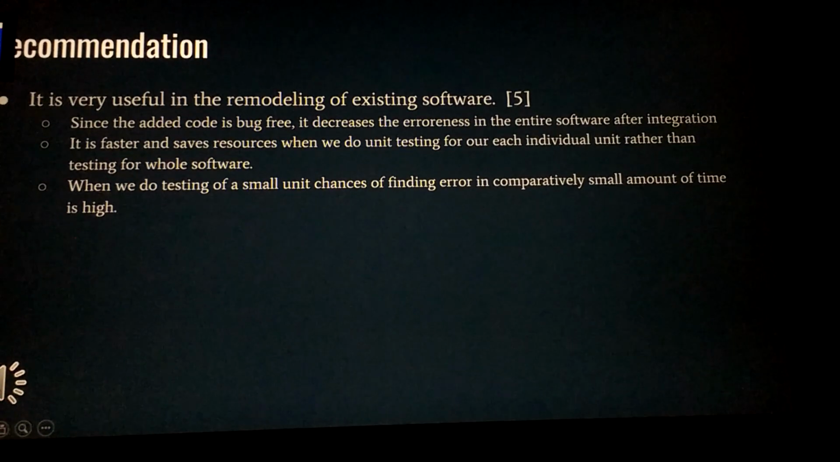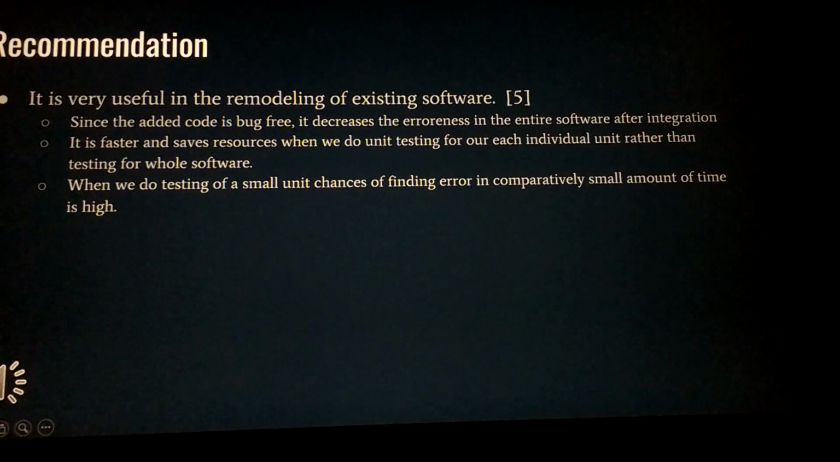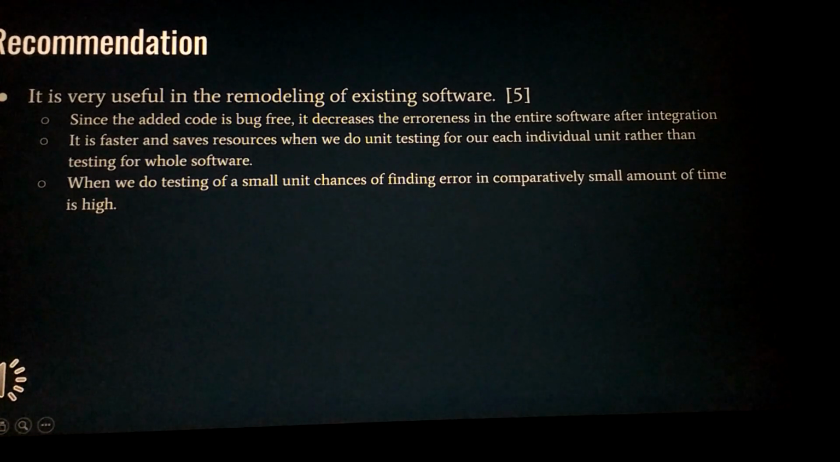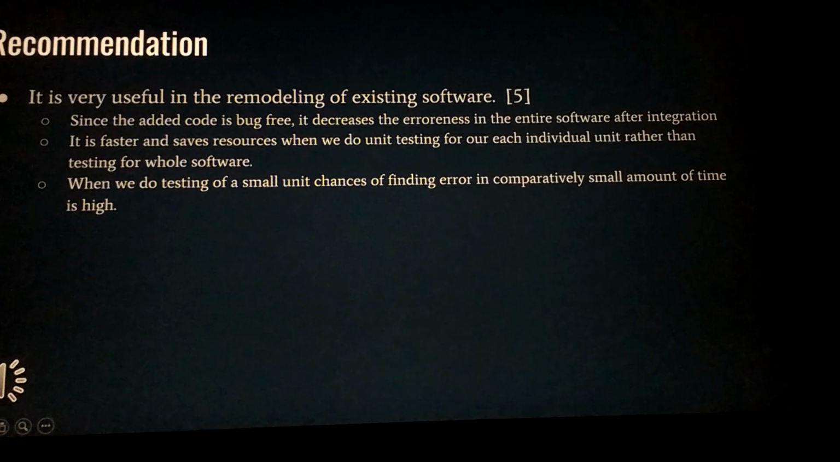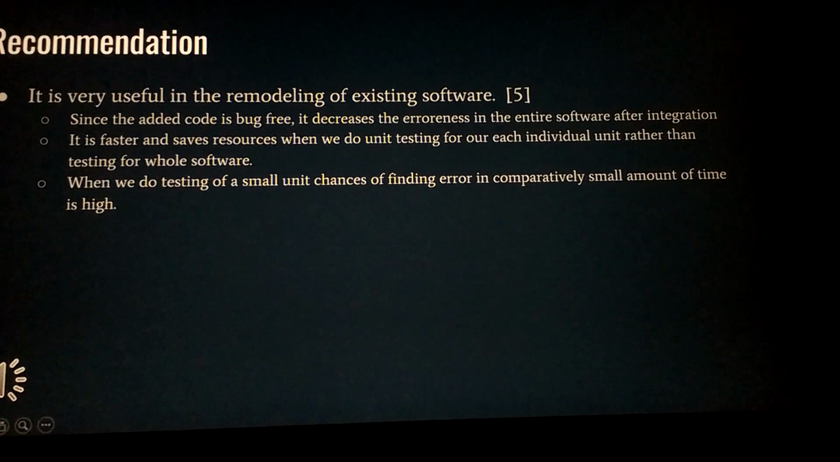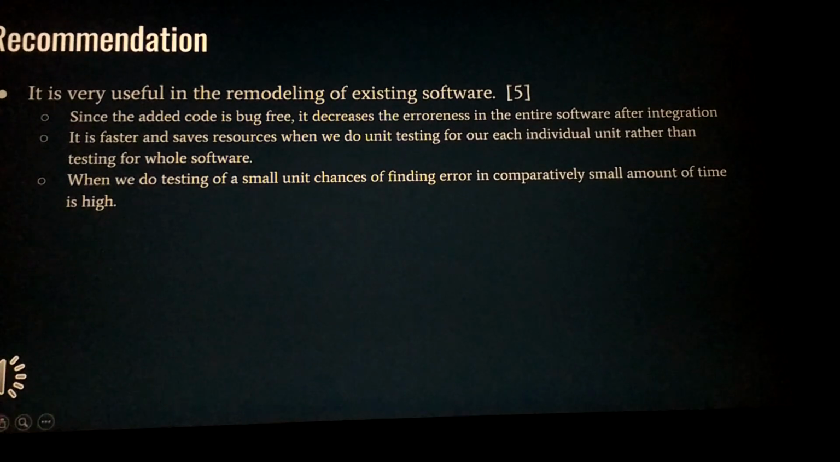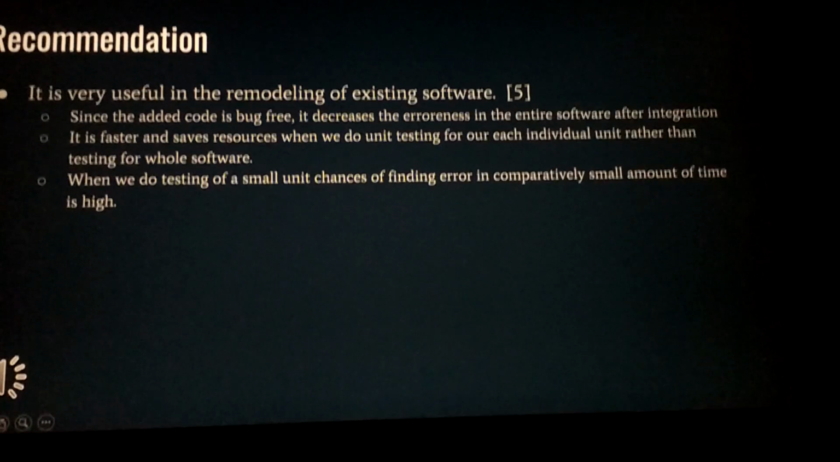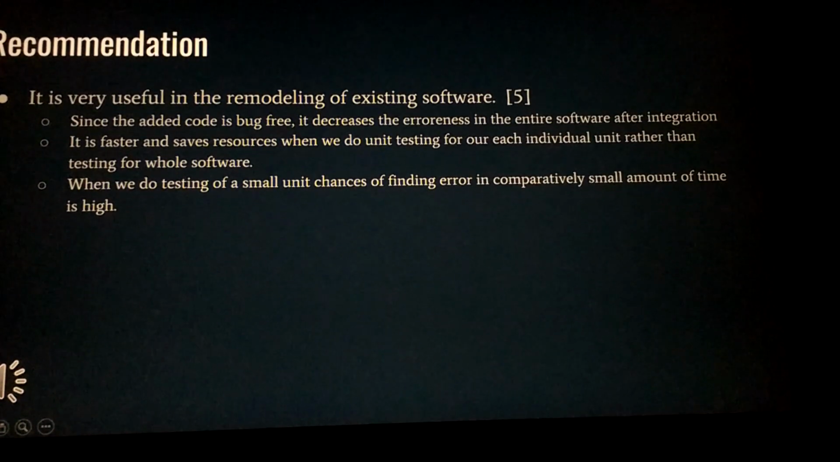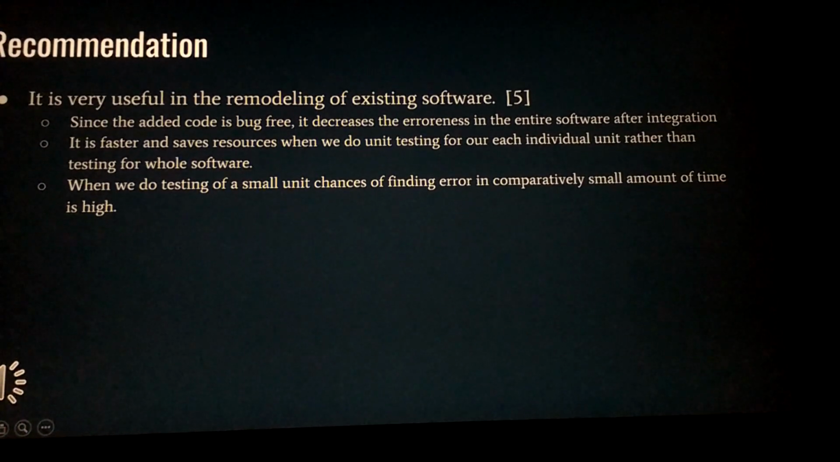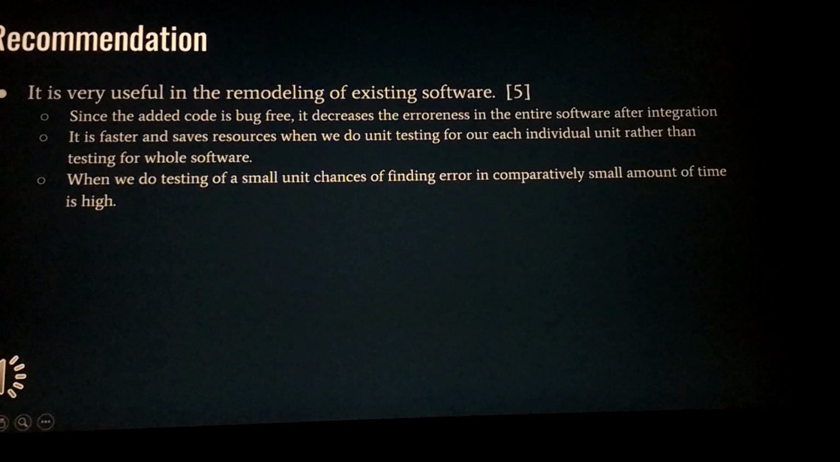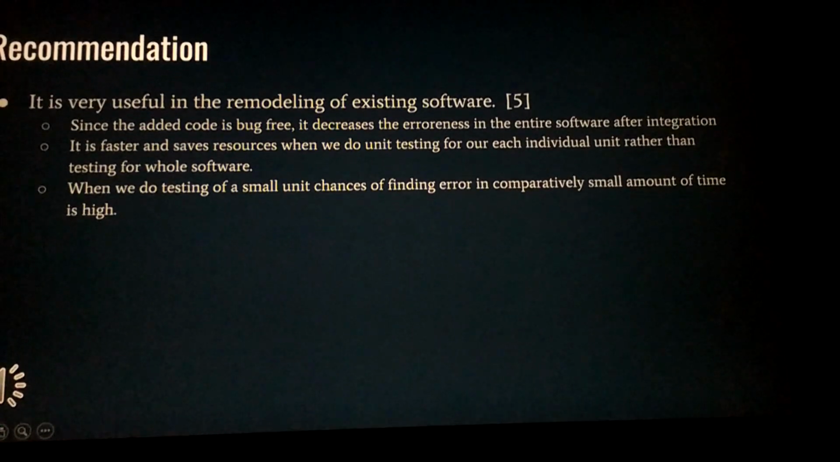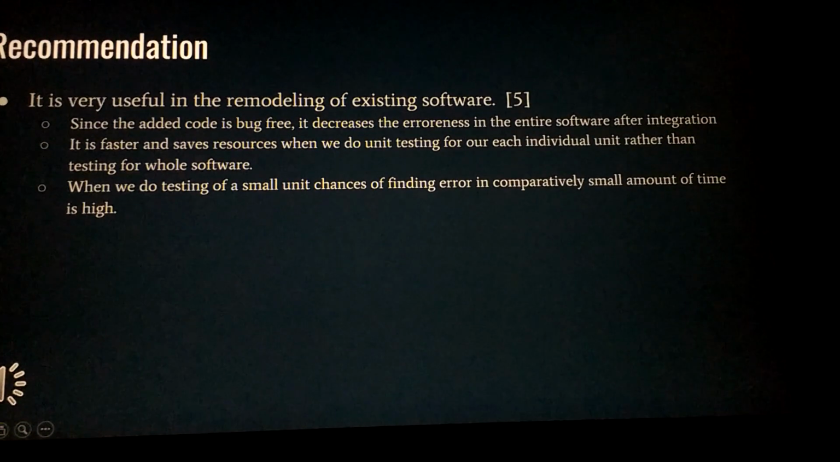So basically, remodeling of existing software is like, okay, if you have a software and you want to remodel a certain part of it, so simply what you do is code that part, do testing on it, and then integrate, rather than writing the whole software, or rather than writing some code in existing software and trying to test it. So basically, creating a unit and then testing it individually saves a lot of time and money.